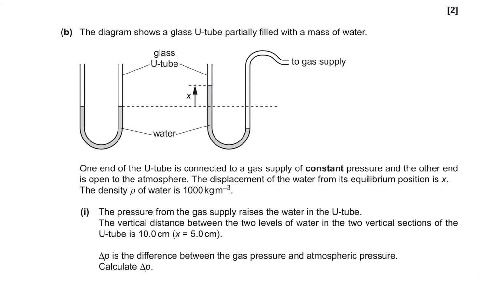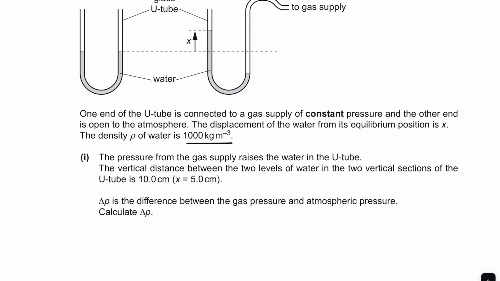For part B, we are given that the diagram shows a glass U-tube partially filled with a mass of water. One end of the U-tube is connected to a gas supply at constant pressure and the other one is open to atmosphere. The displacement of the water from its equilibrium position is x, the density is 1000, that of water, in kilograms per meter cube. The pressure of the gas supply raises the water in the U-tube. The vertical distance between the two levels of water in the two vertical sections is 10 centimeters, and we need to calculate delta P, which is the difference in the pressure of the gas and the atmosphere.